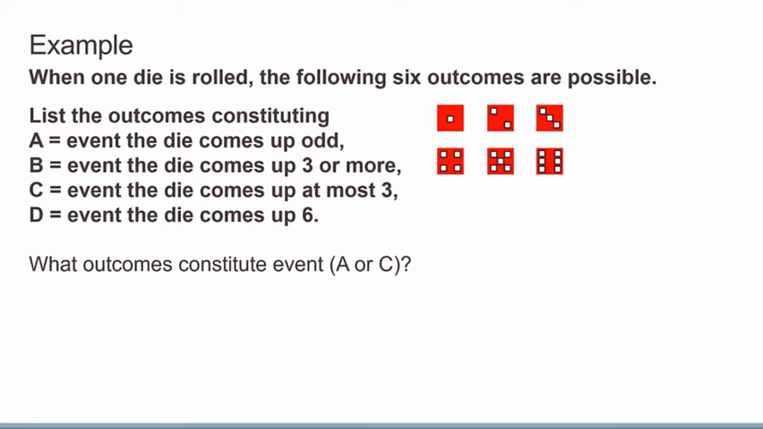Continuing, what outcomes constitute event A or C? Event A are the odd dice. Event C, the die comes up at most 3. Event A or C is 1, 2, 3, 5. 3 and 5 were in both events A and C. However, you only write them one time.